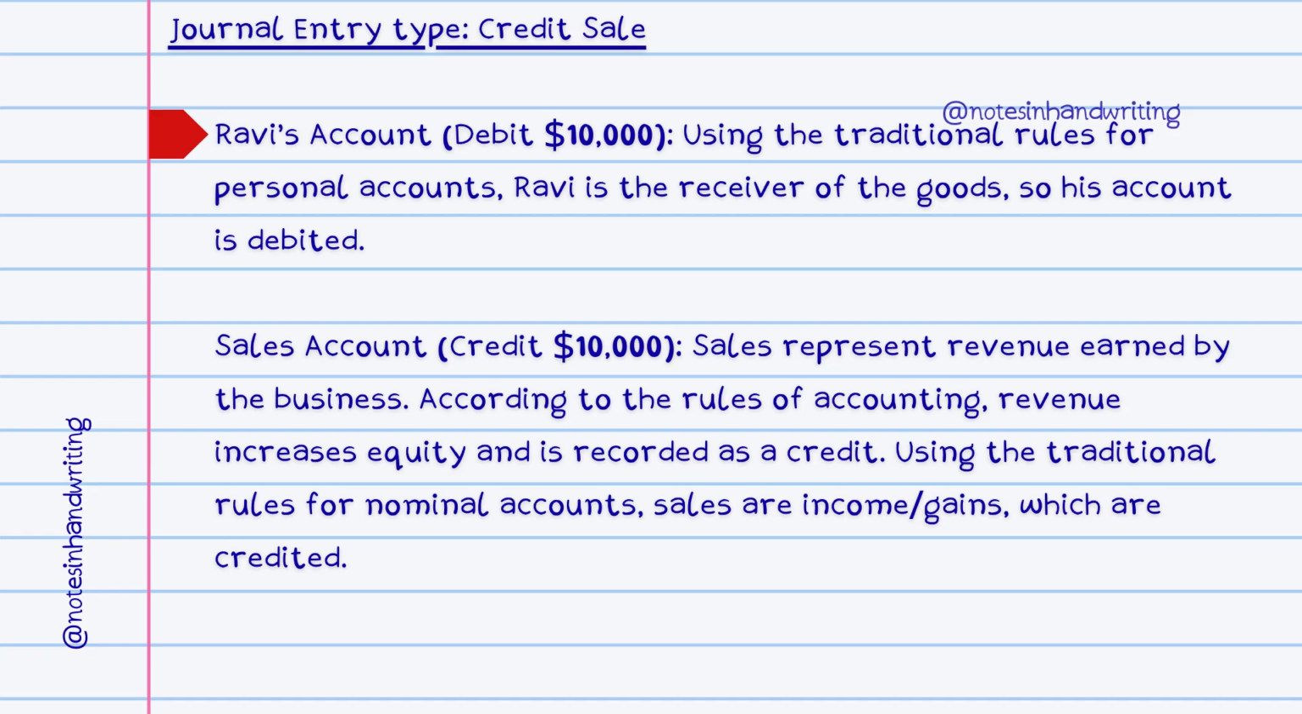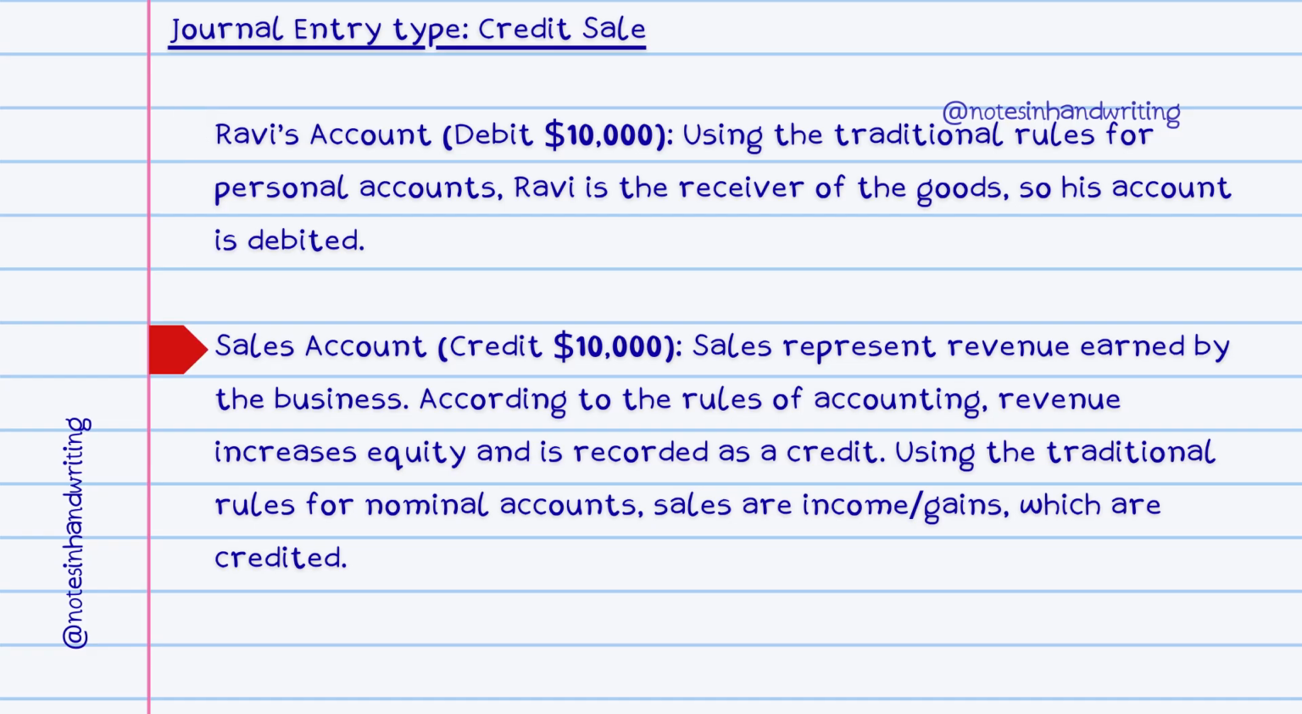Since the goods were sold on credit, Ravi becomes a debtor to the business, that is, he owes money to Anu's business. Using the traditional rules for personal accounts, Ravi is the receiver of the goods, so his account is debited. In simpler terms, Ravi becomes a debtor, so his account is debited.